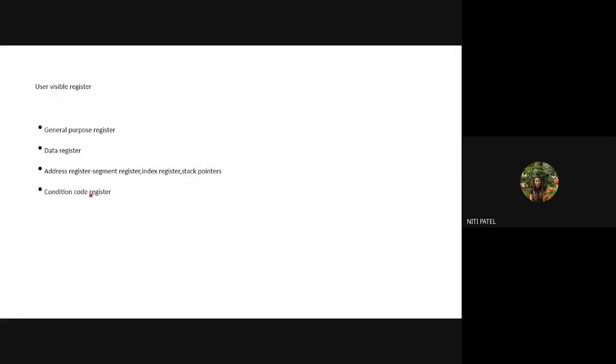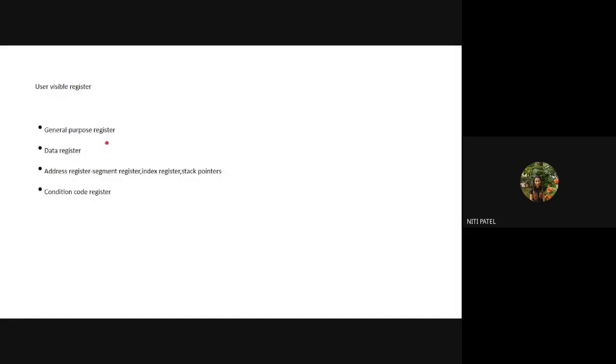Okay. So ये जो user visible registers हैं, वो कौन से हैं? GPR General Purpose Register, DR Data Register, AR Address Register, CCR that is Condition Code Register. Address Register में भी कौन से हैं? Segment Register, Index Register and Stack Pointer. Every one of them has a unique feature compared to another. What those unique features are, we'll be seeing. Then we have control and status registers. So we have seen कि user कौन से हैं. Now we will see control and status कौन से.